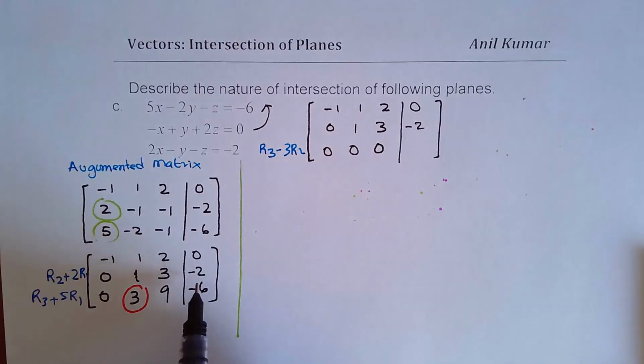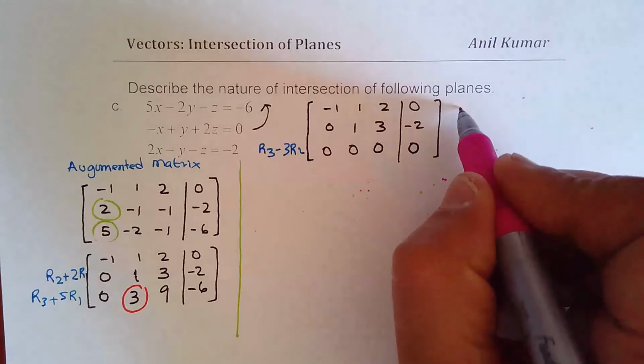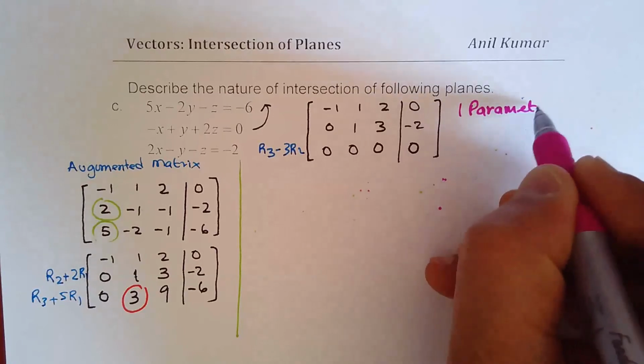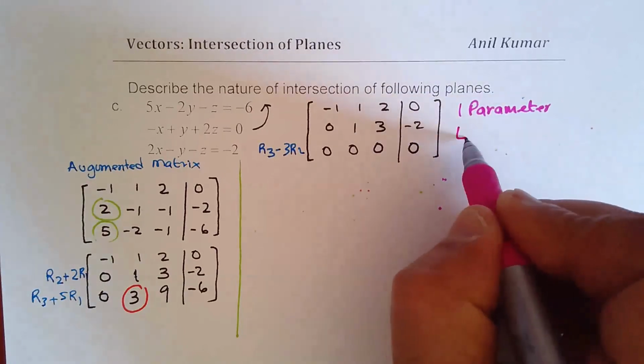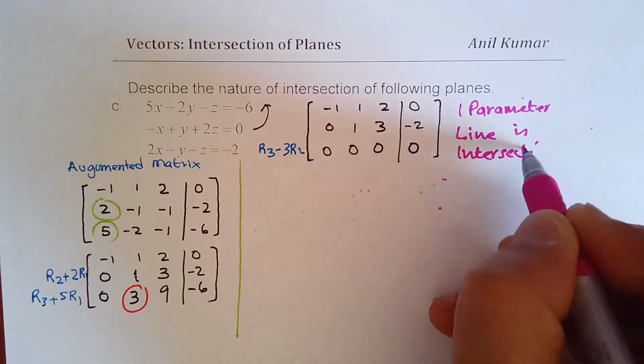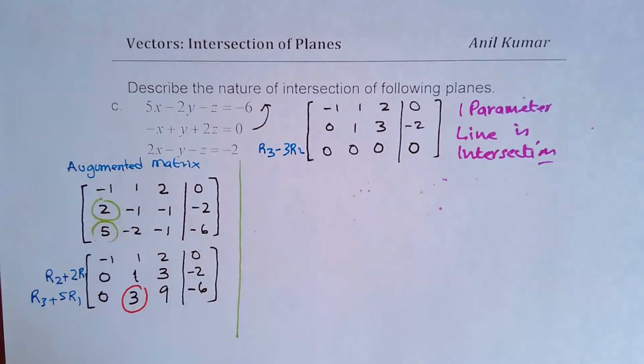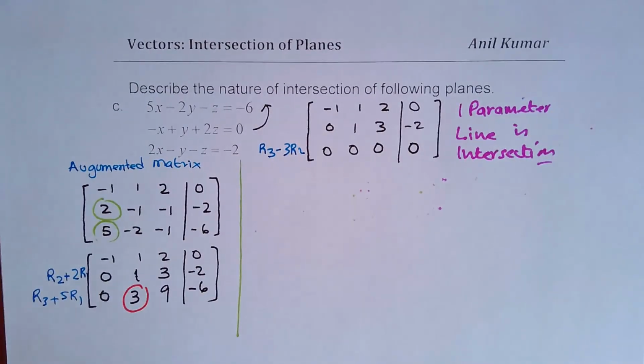And here, what do we get? 3 times minus 2 is 6, right? So we get 6, and if we take away 6, we again get 0. So what you notice here is that 0 equals 0. That means we have one parameter. So that means the intersection is a line. So line is intersection. Is that clear?